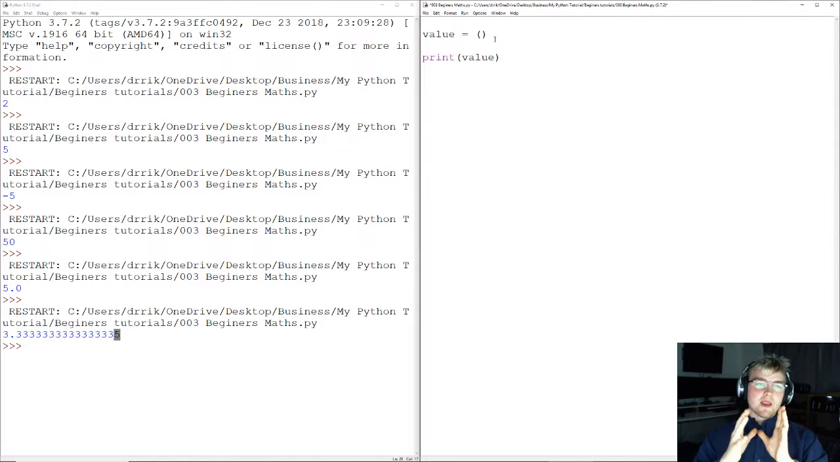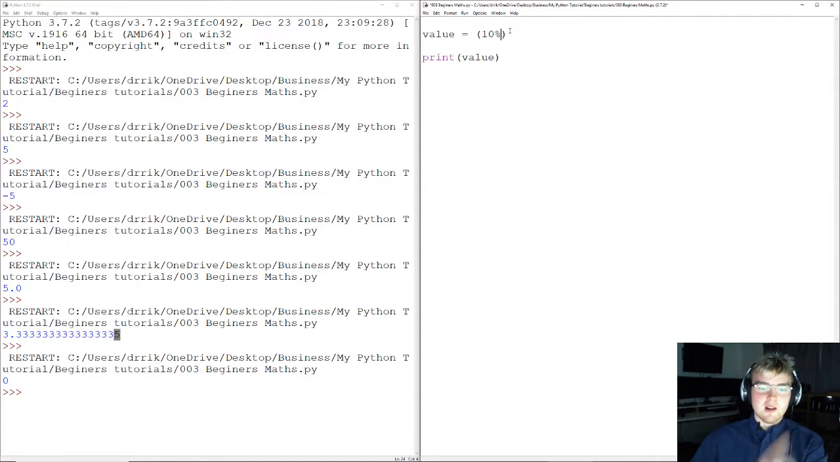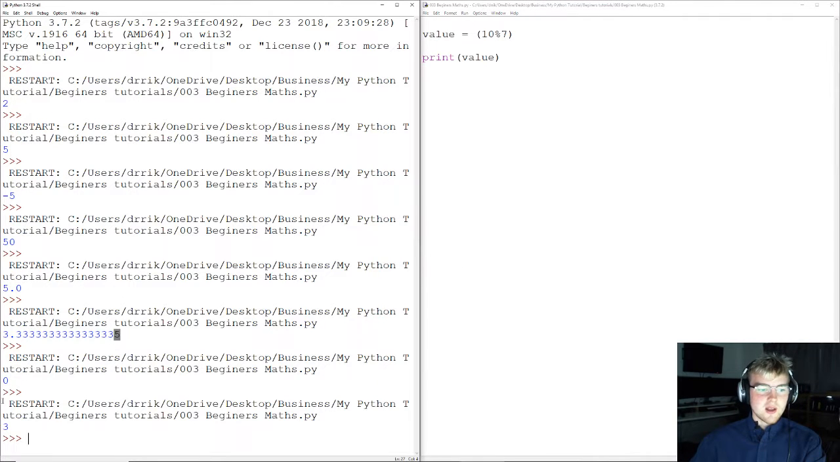So if you want to know what the remainder of something was, you would want the modulus of it. So if we did 10 and then we do the percent sign and then we do 5, what would the remainder of 5 into 10 be? It would be 0. However, if we did a 7, we would have a remainder of 3, and there we go. That shows us the remainder.